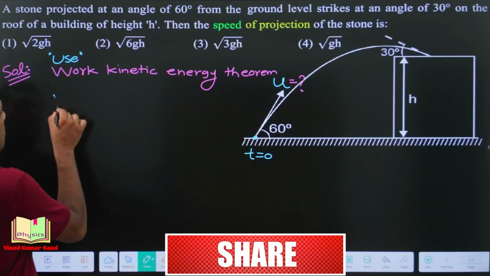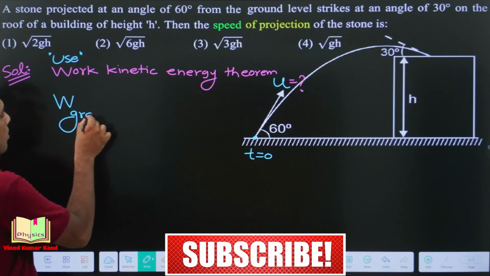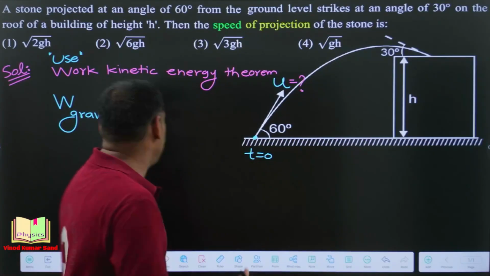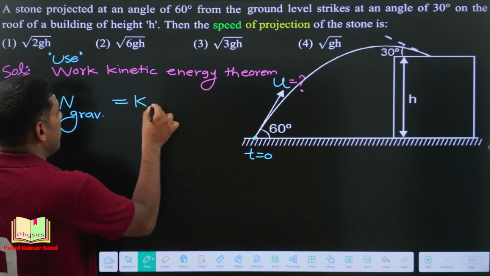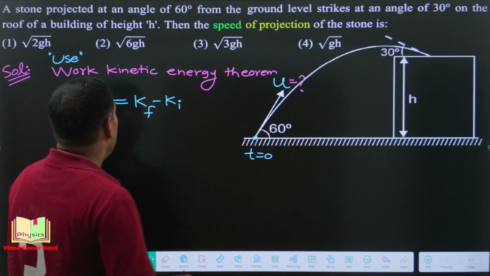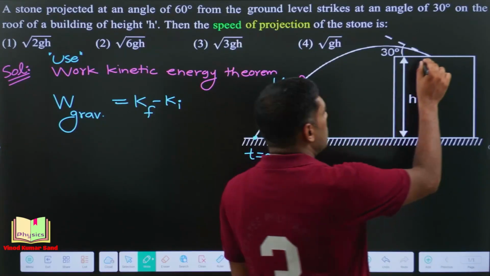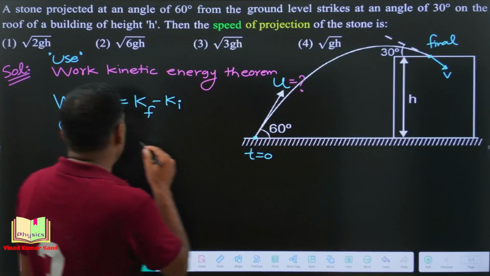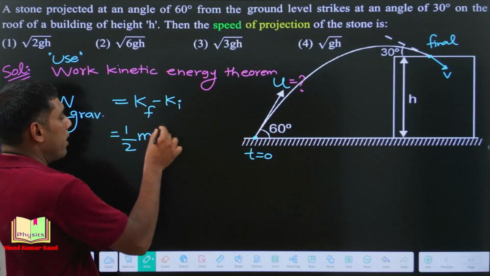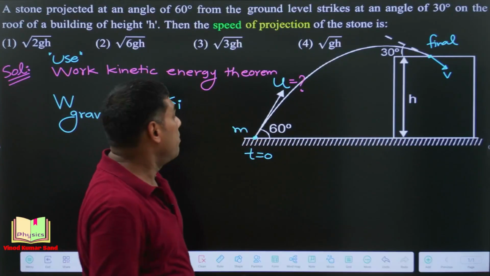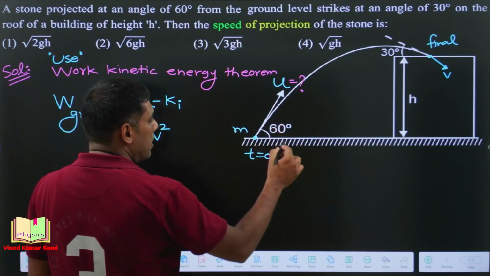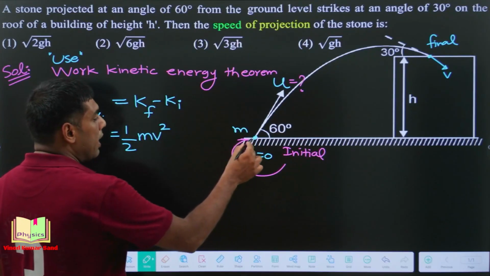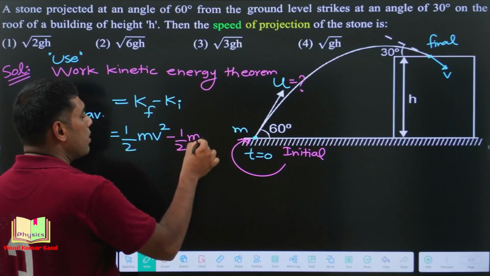So, work done by the gravitational force, and there is no other force, there is no air resistance, nothing else, is equal to K final minus K initial. Final kinetic energy, let's say we call this speed V, so final kinetic energy will be half mv square. We consider the mass of the particle as m. The initial kinetic energy, this is the initial position, we can write as half mu square.